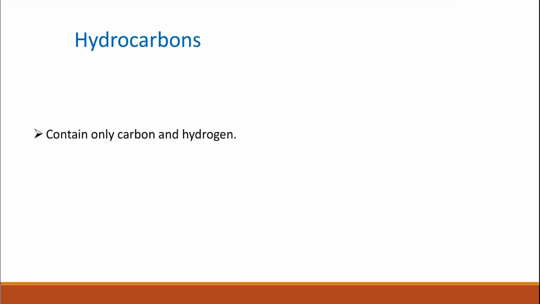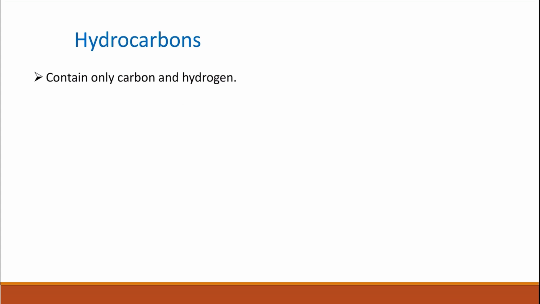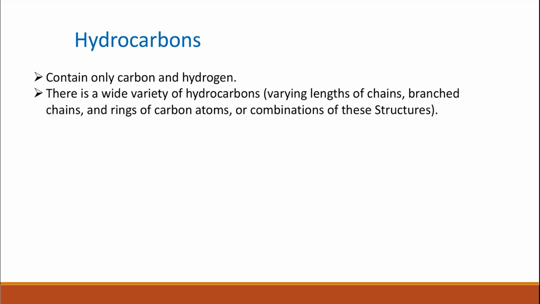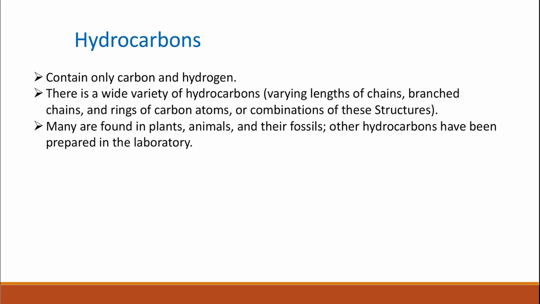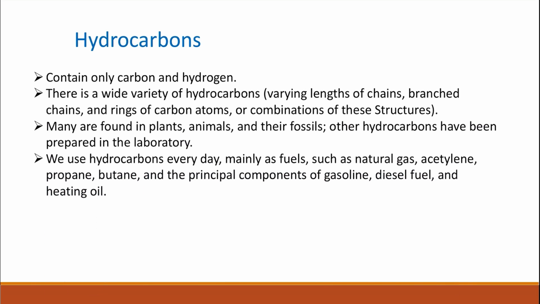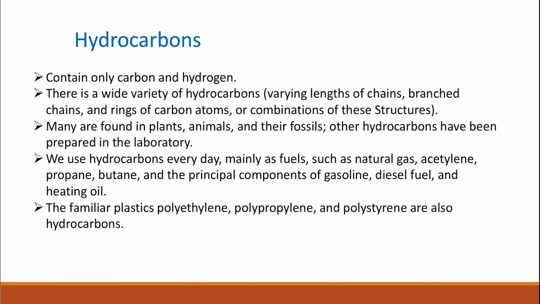So let's start talking about the hydrocarbons. Hydrocarbons contain only carbon and hydrogen. They can come in varying lengths, and some of them are branched. Many of them can be found in living organisms, like in plants, animals, and their fossils. Other hydrocarbons can be prepared in the laboratory. We use hydrocarbons in everyday life as fuel, such as natural gas, acetylene, propane, butane, and so on, and also in the petrochemical industry, and the plastics that we use are also polymers that come from hydrocarbons.